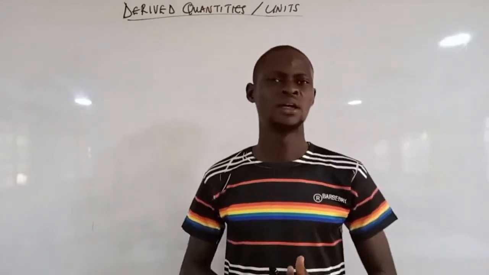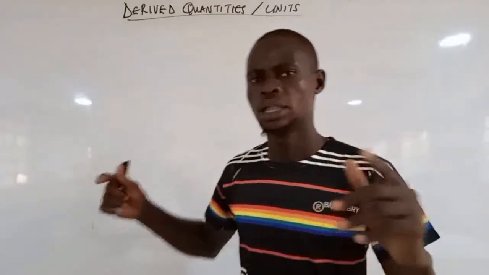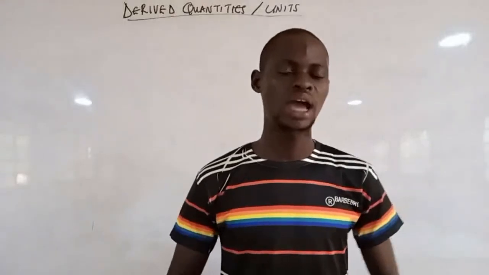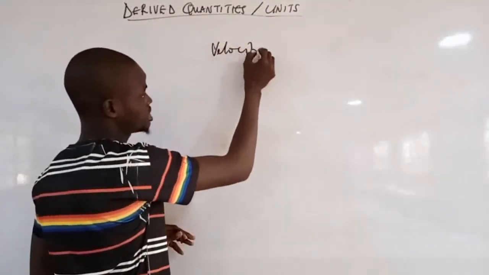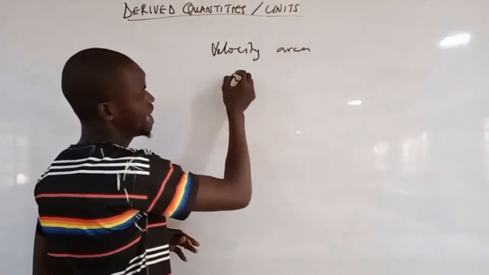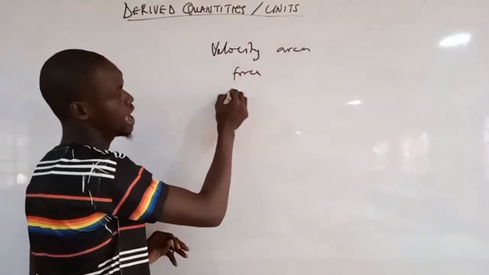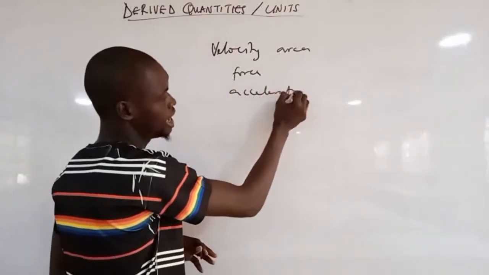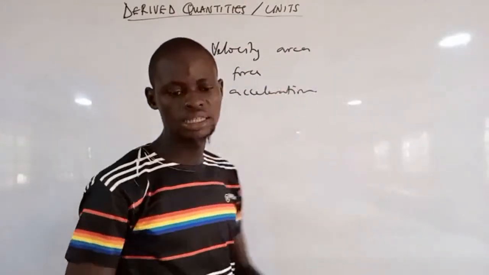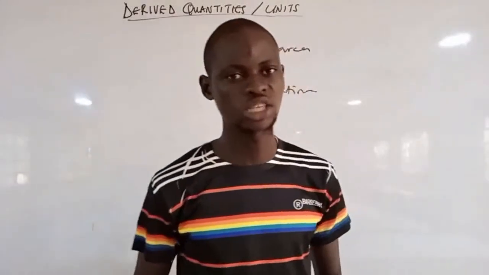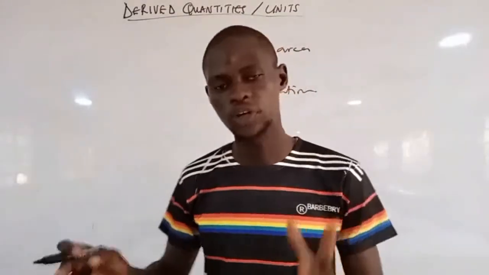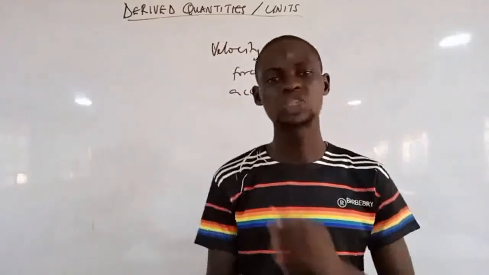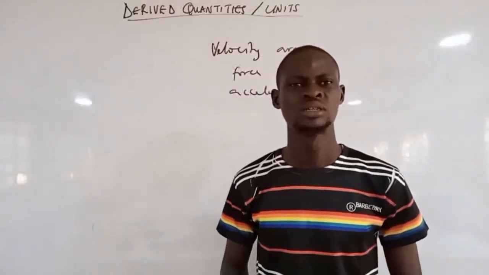Are we together? Now, examples of derived quantities that we have are velocity, area, force, acceleration, etc. These are examples of derived quantities that we have in physics. There are more than that. Don't forget I said it earlier. There are more than this. Majorly, most of them are derived quantities.